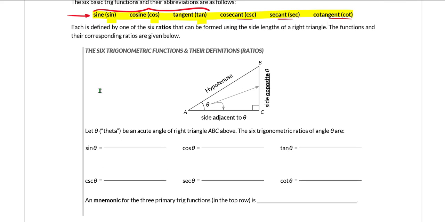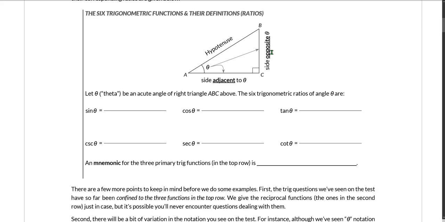In this info box here, we are going to write down the ratios, the definitions of these 6 trig functions. And again, remember, the first 3, sine, cosine, and tangent, are going to be by far the most common. These next 3 down here, which are known as the reciprocal functions, will probably not show up, but we're going to give them to you just in case. So what do we have here?